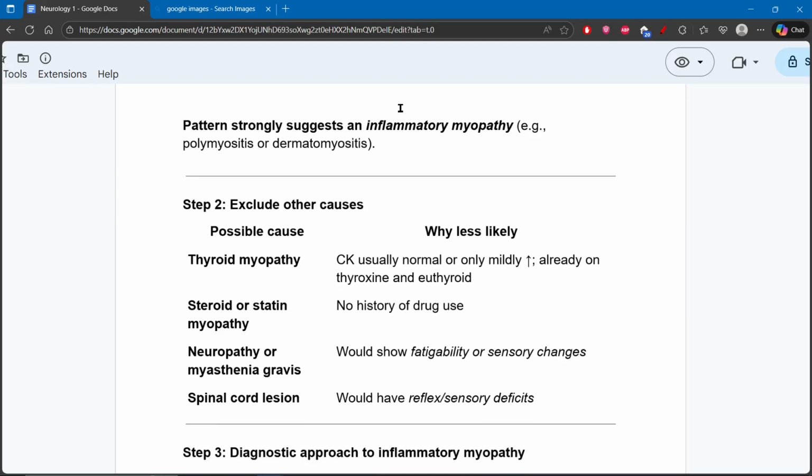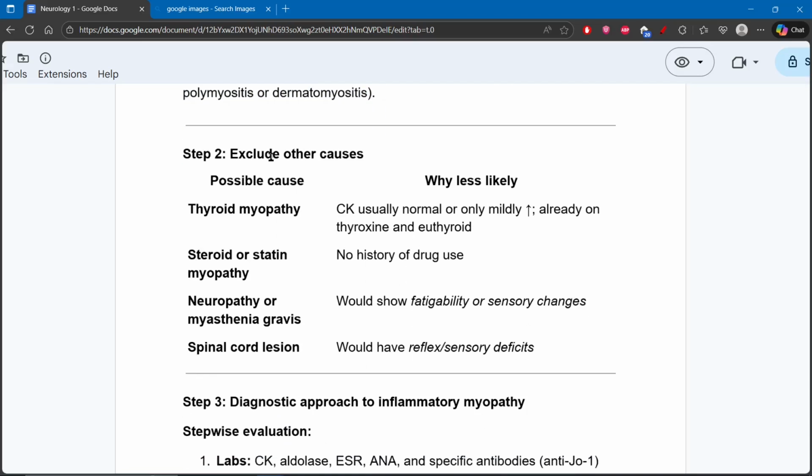So there is an inflammatory myopathy, and there are two main ones such as polymyositis and dermatomyositis. Now, why we are excluding other causes is because if there is a thyroid myopathy, the CK is usually only normal or mildly increased, and the patient is already on thyroxine and is euthyroid, so thyroid myopathy will not be there. Usually, it is present in hypothyroidism, can be present in hyperthyroidism, but the patient is on medications and is euthyroid, so very unlikely that the patient is facing a thyroid myopathy.